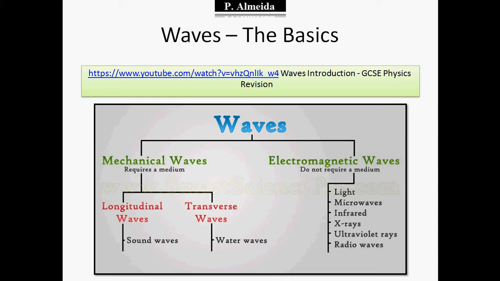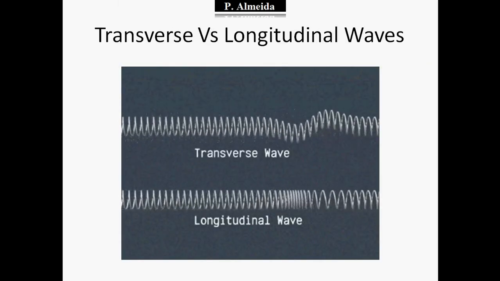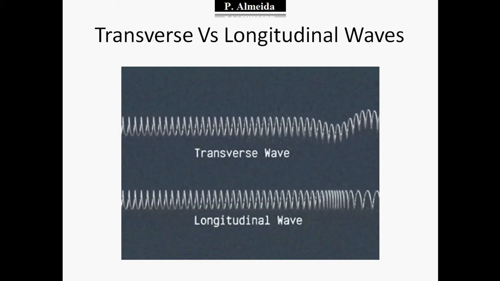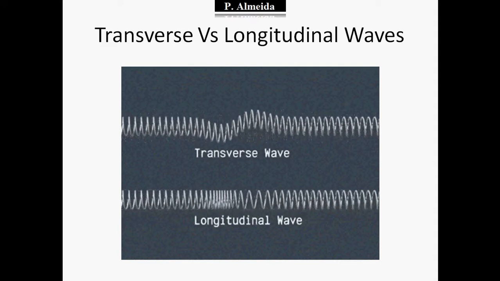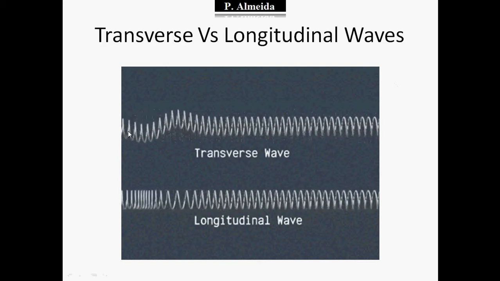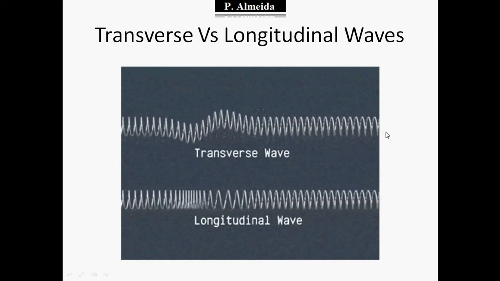All the electromagnetic waves move up and down or sideways, so they are transverse waves. Waves can be transverse or longitudinal depending on how they move, okay? I have this in here. If you have a transverse wave, the oscillations of the wave move perpendicular to the direction of travel, so they move up and down or sideways. The wave travels from left to right, but you can see the wave moving up and down. The oscillation, the vibration, is moving up and down.